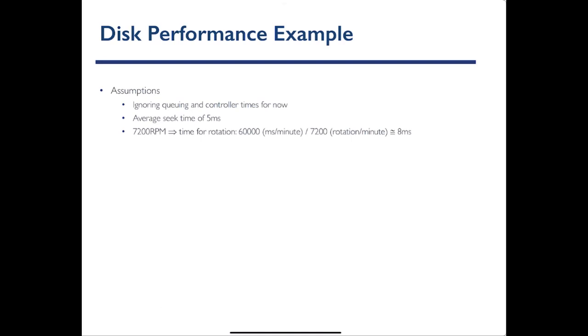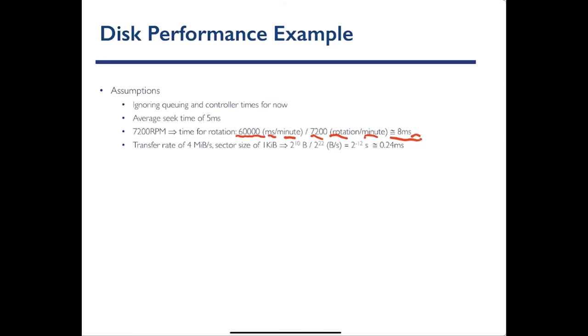time for rotation. So for each rotation, how long does it take? Well, you have these many microseconds per minute, and then you have these many rotations per minute. So if you divide these two, you get something like 8 milliseconds for each rotation. So each complete rotation takes 8 milliseconds for this particular RPM. The higher the RPM is, the lower the rotation time becomes.